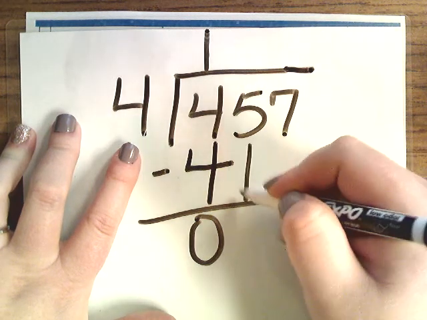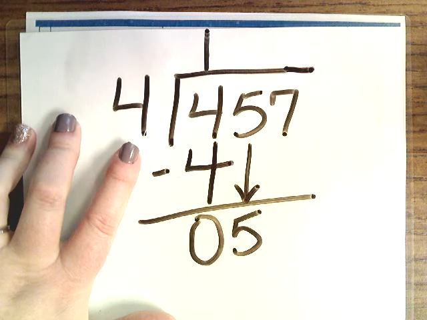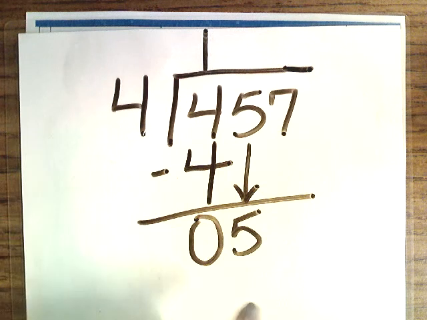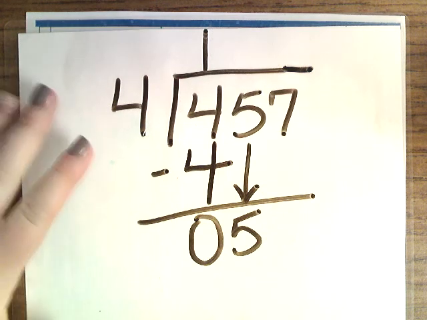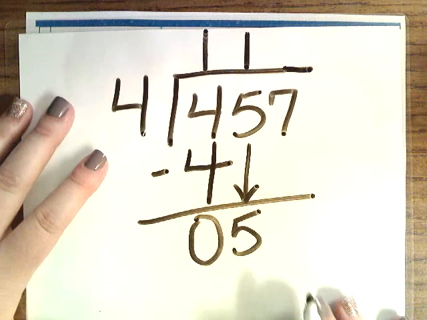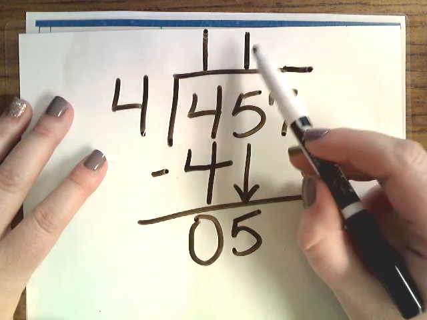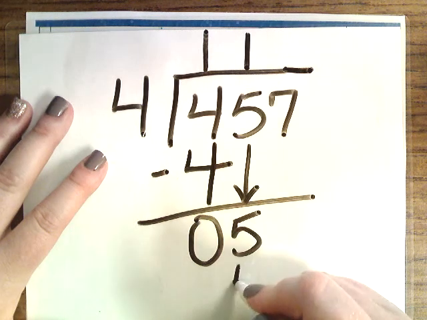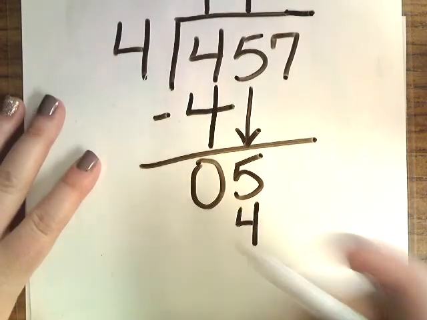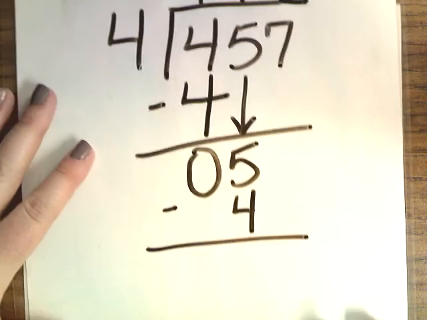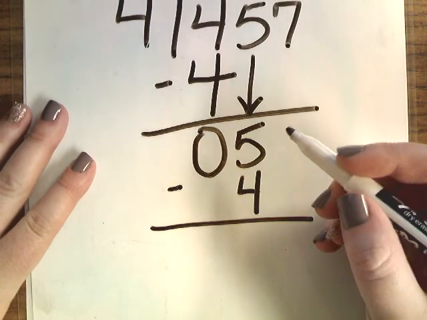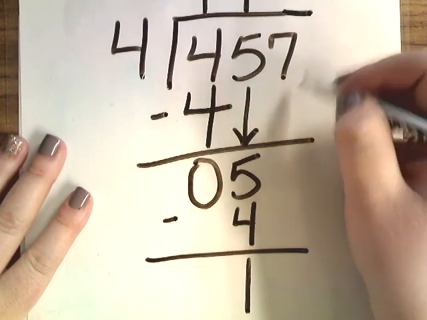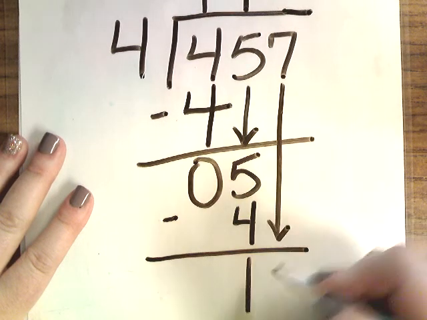We have to bring down the 5, okay? So we say to ourselves, how many times can 4 fit into 5? Well, it can fit in there 1 time, okay? Then we take this number and we multiply it by the number outside. So 1 times 4 is 4. And we subtract again. And we're going to move down a little bit so you can see this. 5 take away 4 is 1. And we have this 7 right here to bring down. So we have to bring it on down. 7.